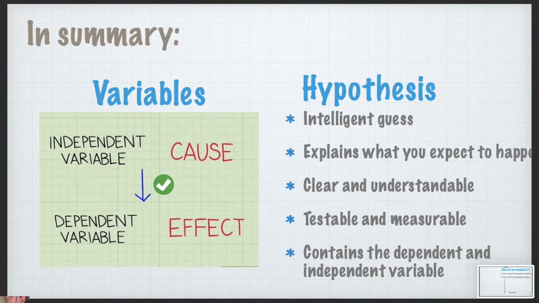So in summary, we've discussed variables. Variables may be dependent and independent. The independent is the cause. The dependent is the effect. And we also studied in the first part of our video about hypothesis. So we know that a hypothesis is an intelligent guess. It explains what you expect to happen. It is clear and understandable. It's testable and measurable, and of course, it contains the dependent and independent variable.